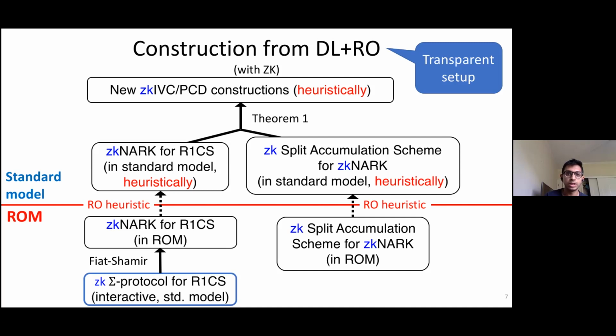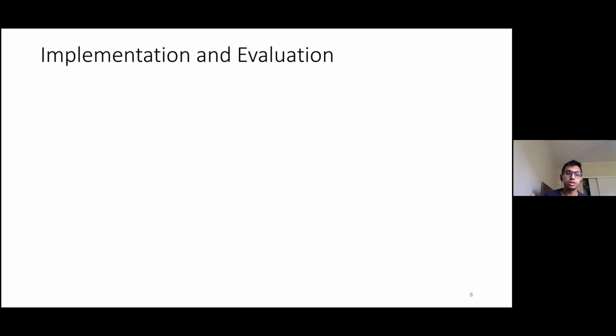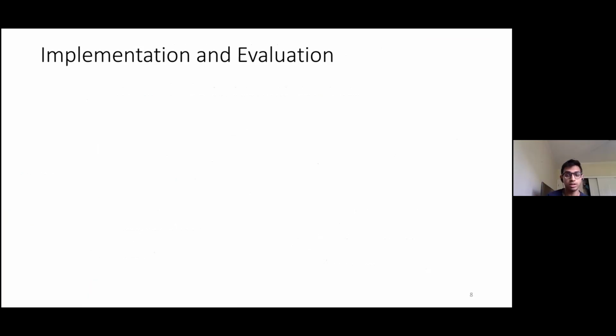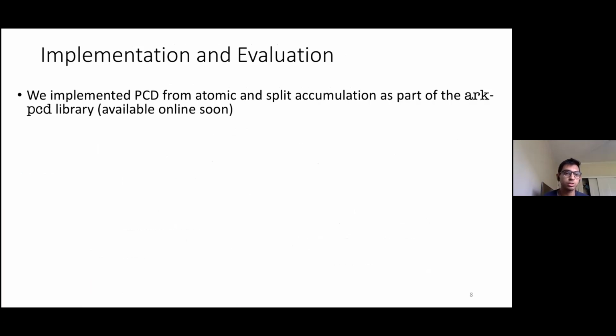Okay, cool. Right, so it's nice to have a simple construction, right? It's just a Sigma protocol, they're simple to analyze. But sometimes in the quest for simplicity, constructions sacrifice efficiency, right? But what we show is that all our constructions actually give better efficiency. So in more detail, we implemented PCD from both atomic and split accumulation as part of the ARC PCD library, which should be available online soon.